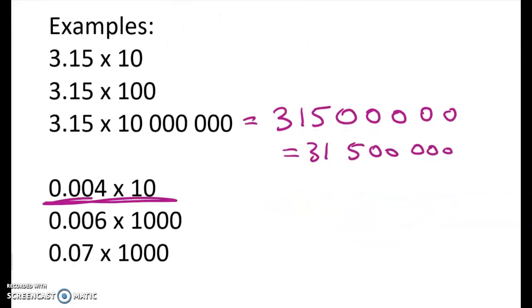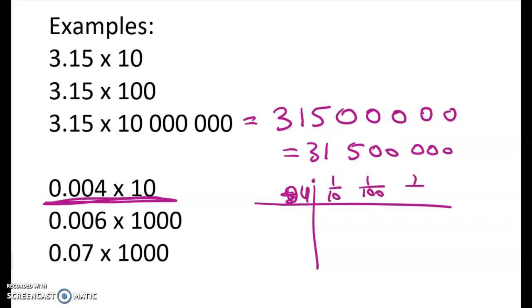So here we've got 0.004 times 10. So looking at what that means, we've got our ones column here. And we've got tenths. Here we've got hundredths. And here we've got thousandths. So we had 4 thousandths, right? And we want to times it by 10. So it's going to shift over to this column here. That will give me 0.04.